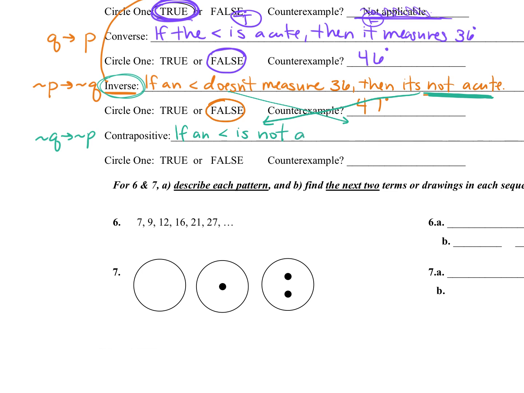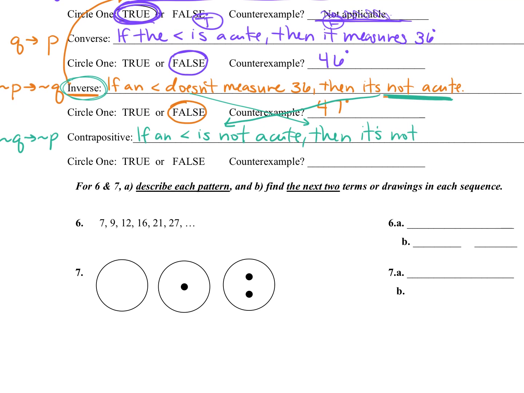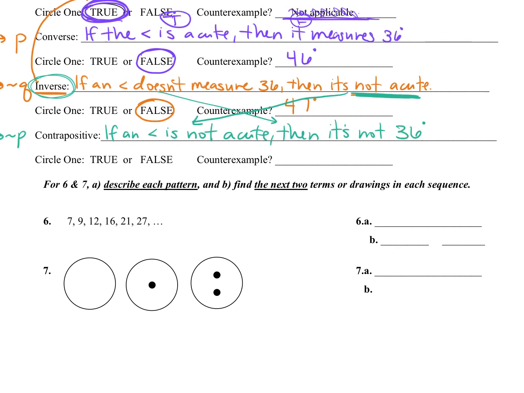Acute, right? The second part: if an angle is not acute, then it's not 36 degrees, right? So we're just swapping them. Take the inverse and the converse of it. Is that true or false? If an angle is not acute, then it's not 36. Think about it. If it's not acute, so it's not between 0 and 90. True. Then it can't be 36, right? True. So this one's actually true.